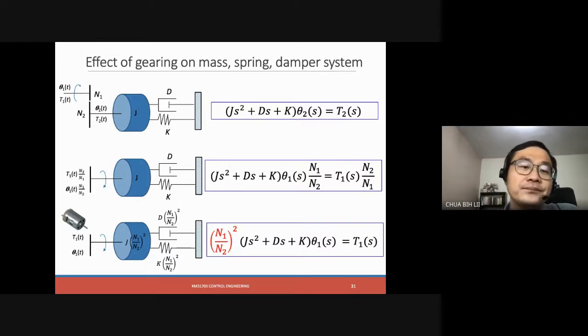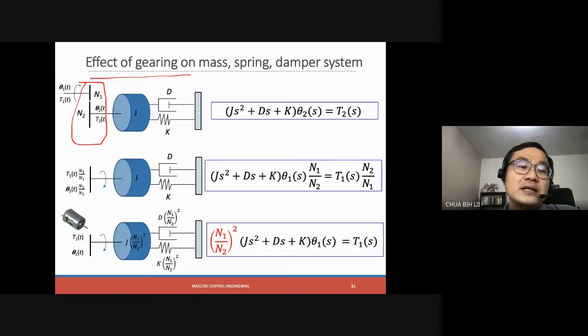Therefore, in these sections, we would like to see the effect of the gearing on a mass spring damper system. What we show here is just a derivation of what is actually happening. Basically, these three diagrams are the same diagram. The only difference is that the first diagram shows a gear symbol. So you have two mating gears over here, and one mass spring damper system over here.